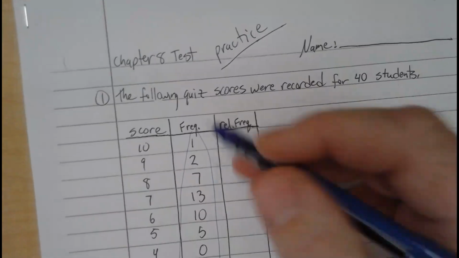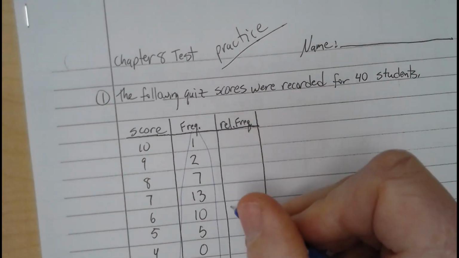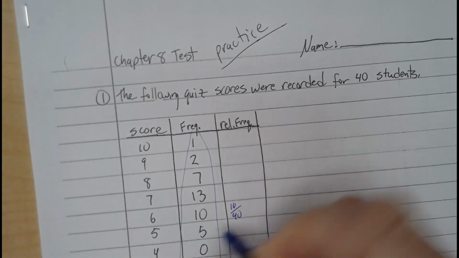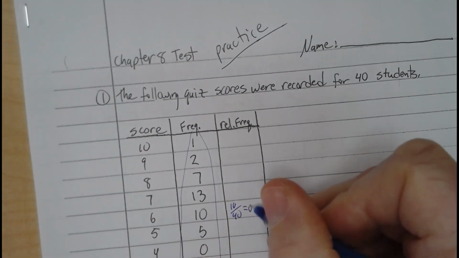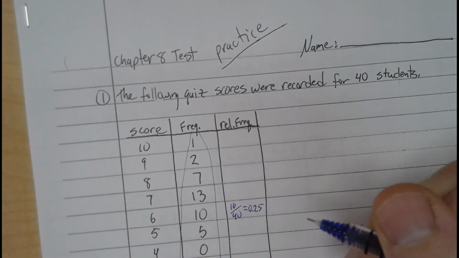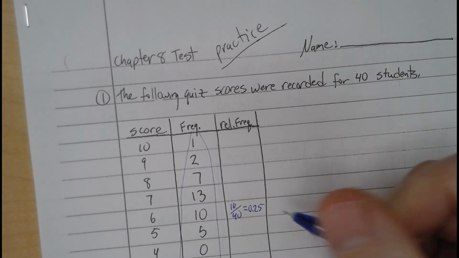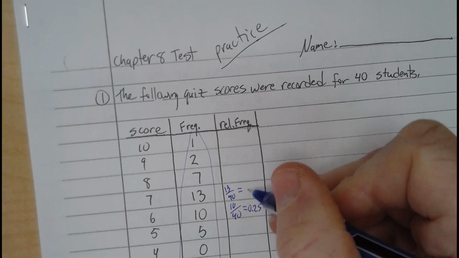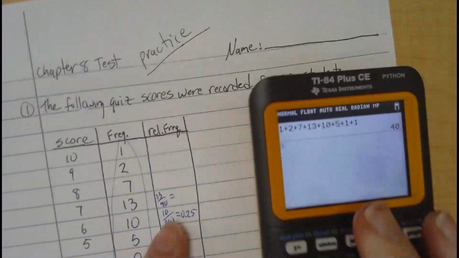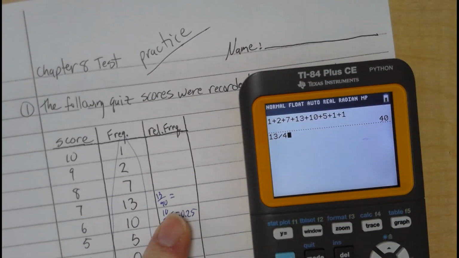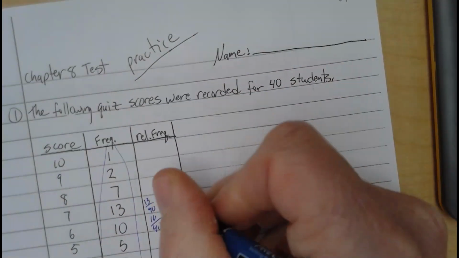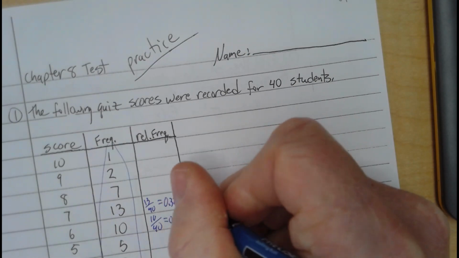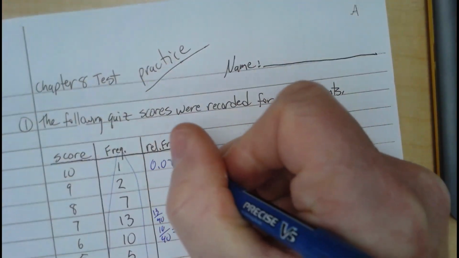Okay, so these numbers work really nice. That means 10 people out of 40 got a 6, which is 0.25. That's a quarter. 13 people out of 40 did this. And then to get the decimal, you just take 13 divided by 40. So it's 0.325. All right, 1 out of 40 is 0.025.